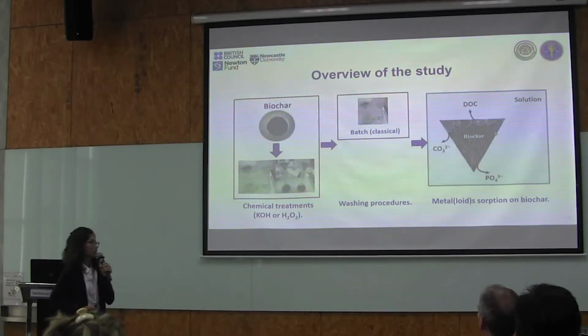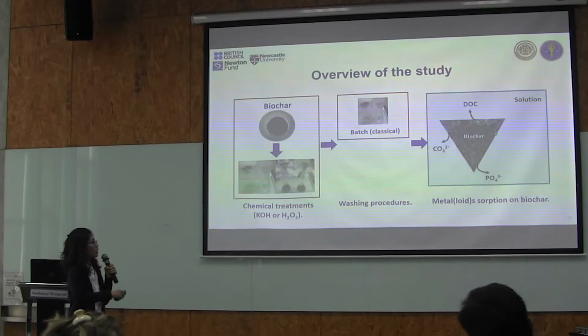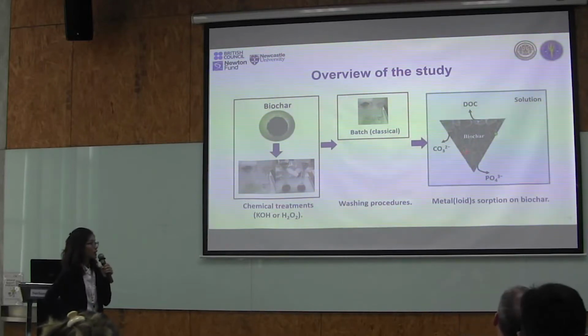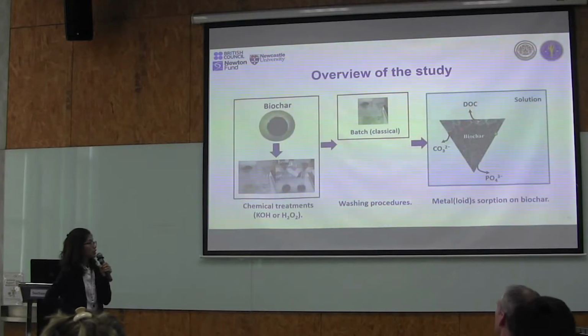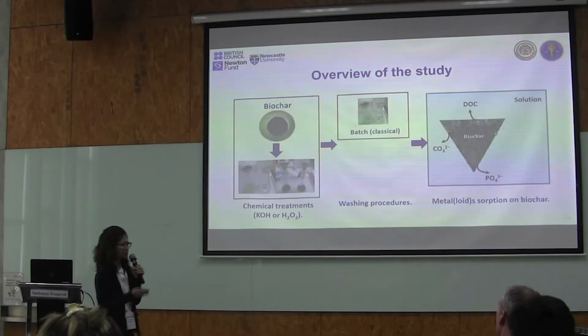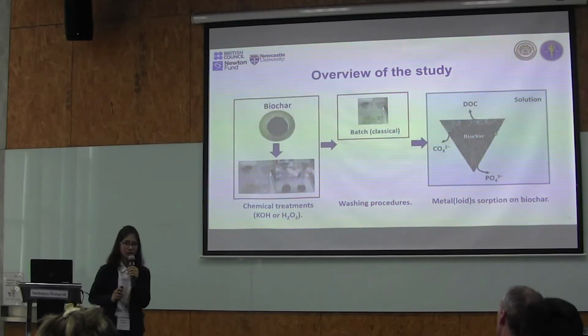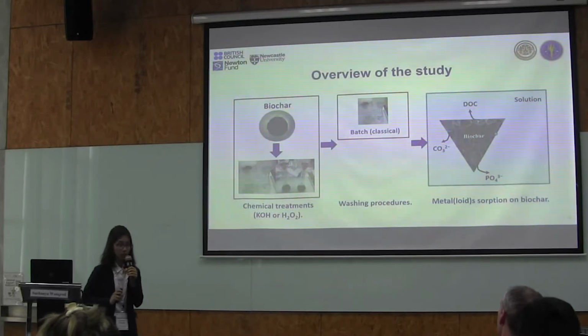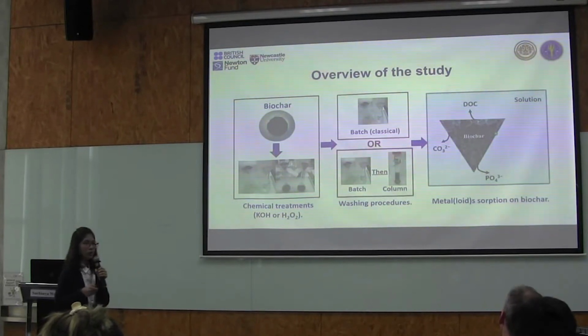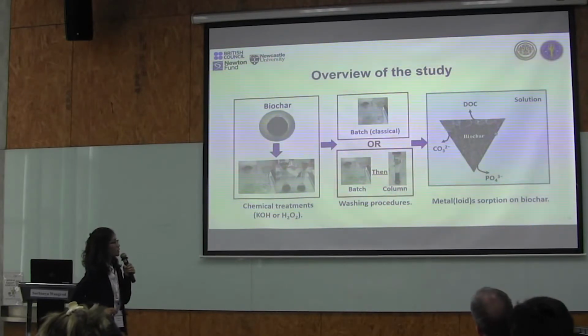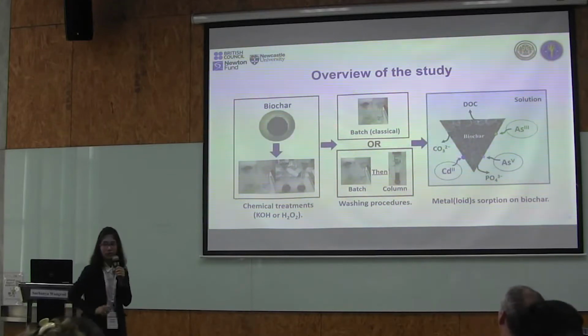However, in this study we found that the biochar is able to release some compounds, for example dissolved organic carbon, carbonate, and phosphate, into the solution, which would disturb the sorption study. So what we do is implement the batch washing and then subsequently wash in a column, so that we can eliminate all of these released compounds, and after that we test the sorption for the metal.